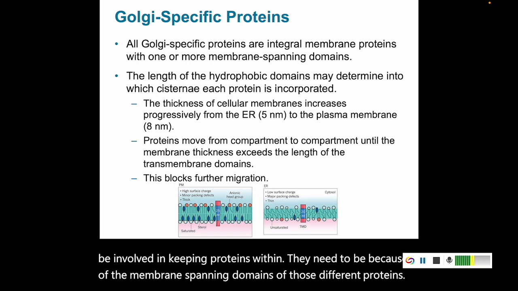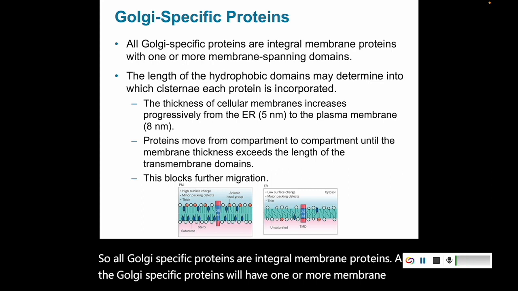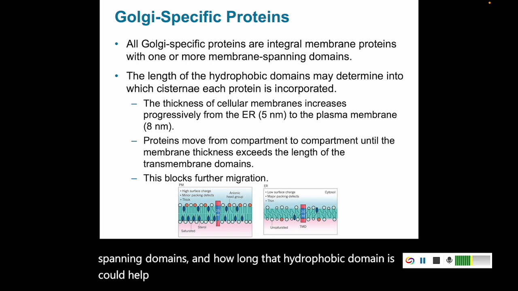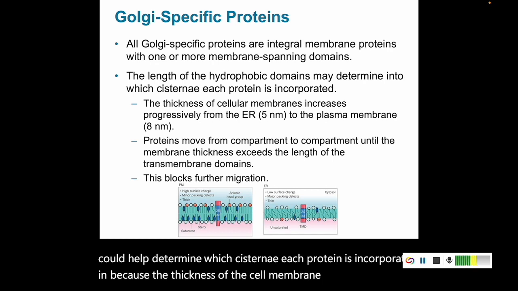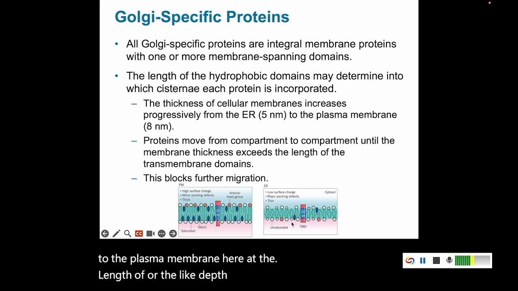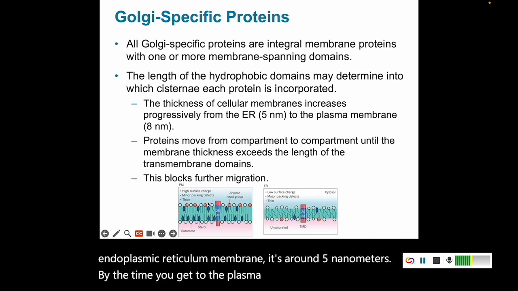So all Golgi-specific proteins are integral membrane proteins. All of the Golgi-specific proteins will have one or more membrane spanning domains. And how long that hydrophobic domain is could help determine which cisternae each protein is incorporated in, because the thickness of the cell membrane increases from the ER to the plasma membrane. Here at the ER, the depth of the endoplasmic reticulum membrane is around 5 nanometers. By the time you get to the plasma membrane, it's around 8 nanometers.